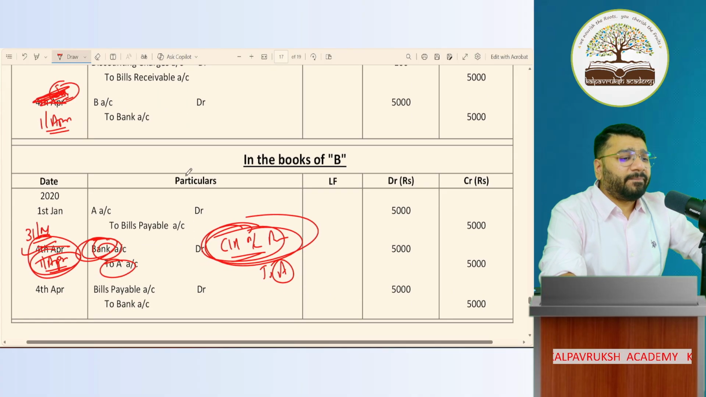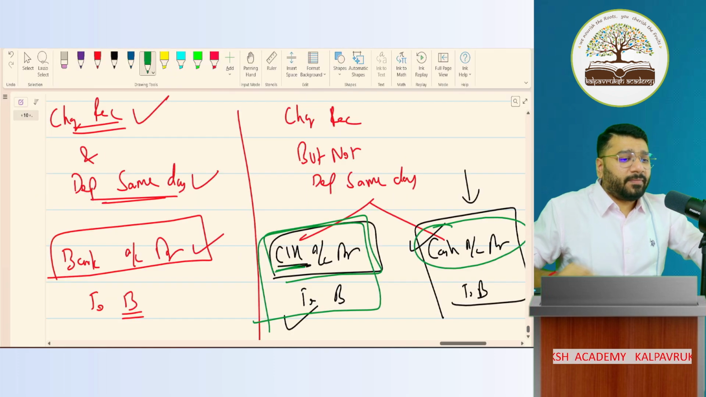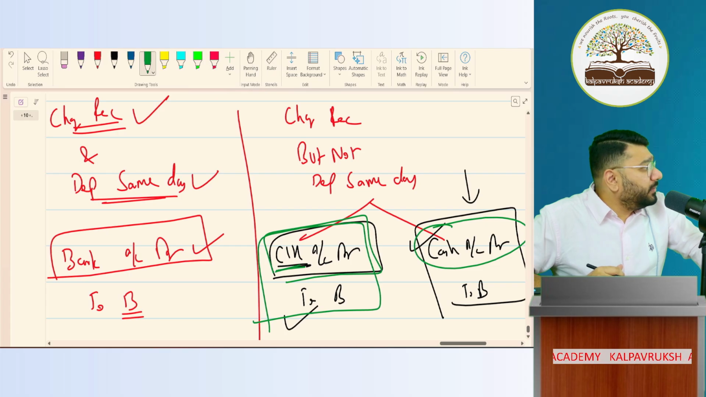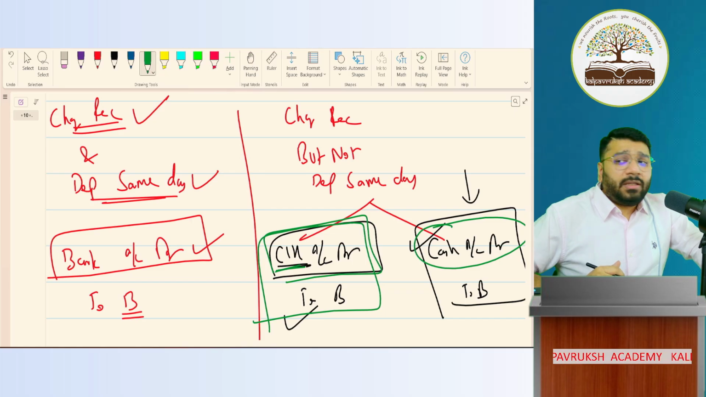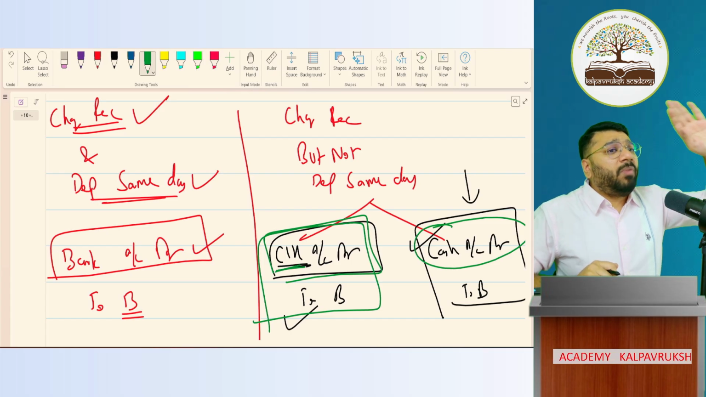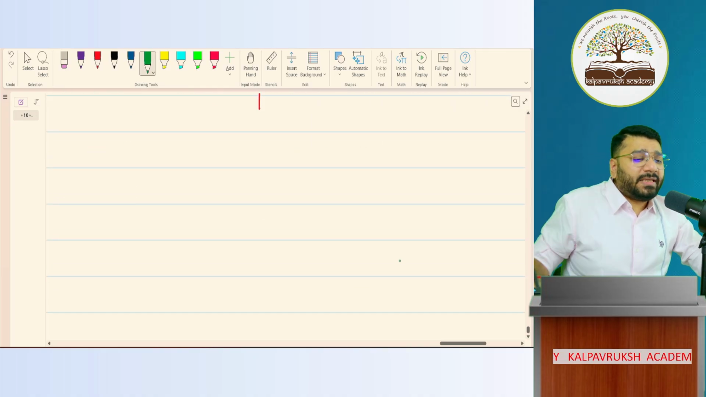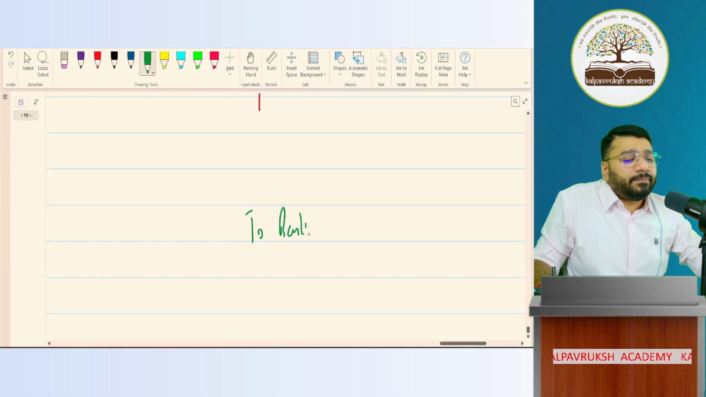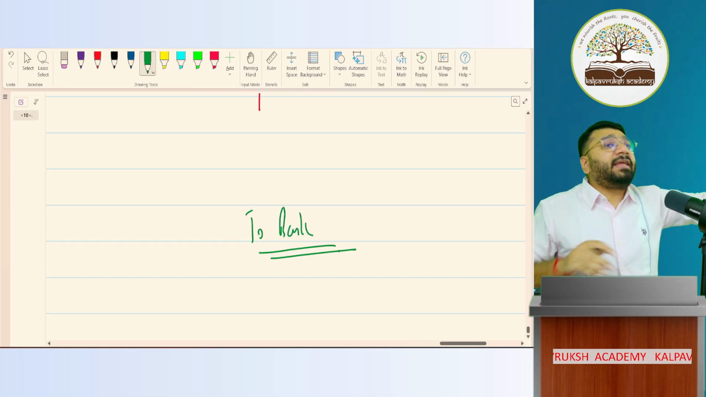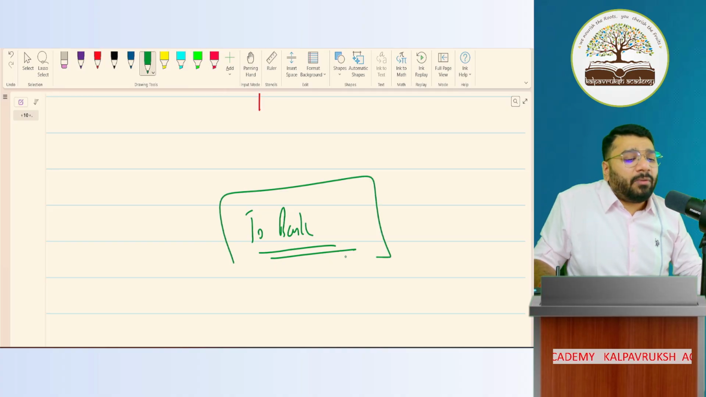Now the question being asked is, when the person is giving a check, what will he write? Boss, whenever a check is issued, the entry is always going to be to bank. We will never have check in hand given. That will not come, because the check is given and the money goes from the bank.